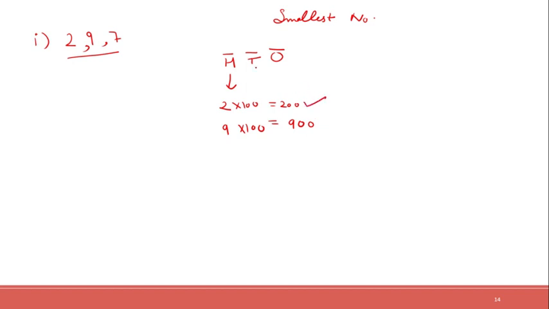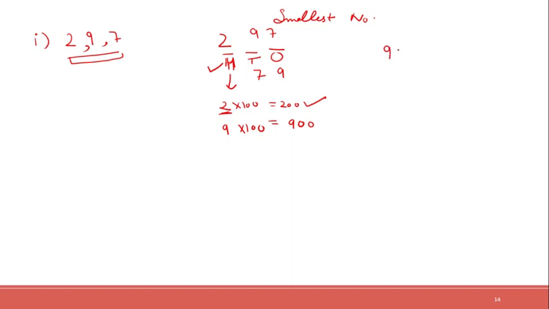So if we want to make the number smallest, we just make sure that at the 100 place we get the smaller number. So at the 100 place, we will take the smallest digit out of these 3 digits. Then comes the tens place. We have taken 2 here, now we are left with 9 and 7. Either we can place a 7 or a 9 at the tens place, and a 7 or 9 at the ones place.